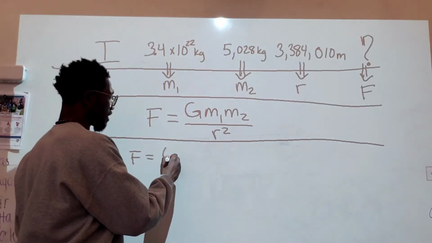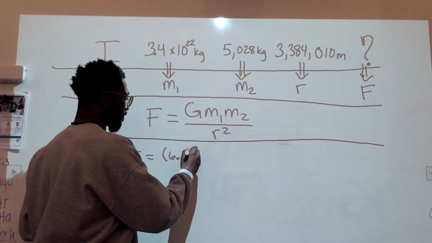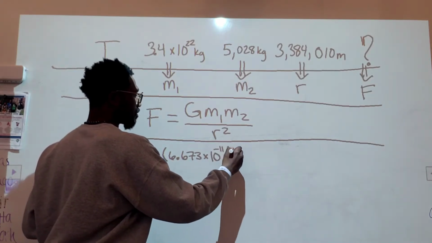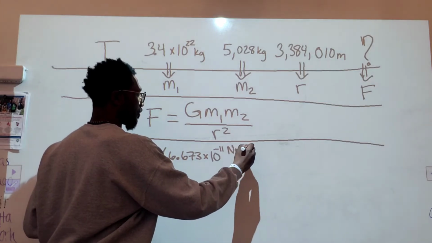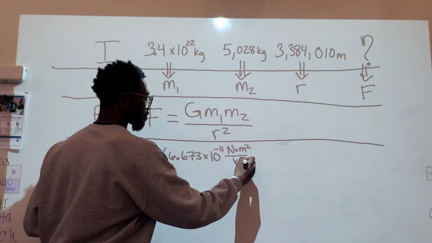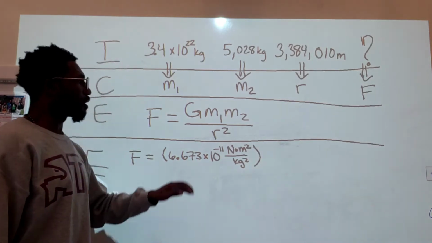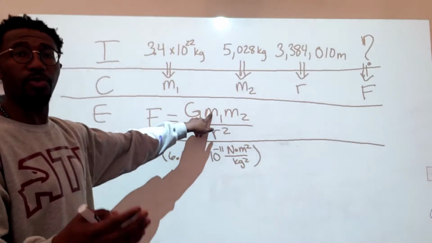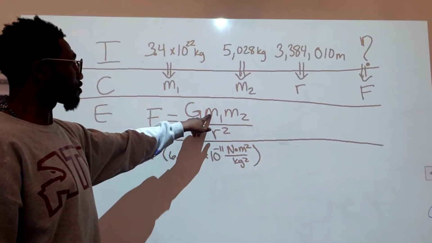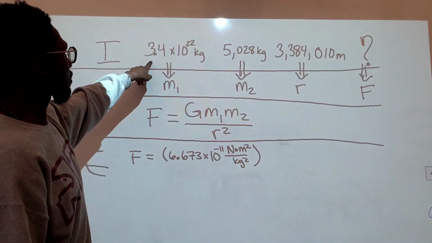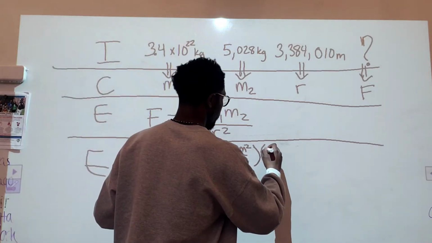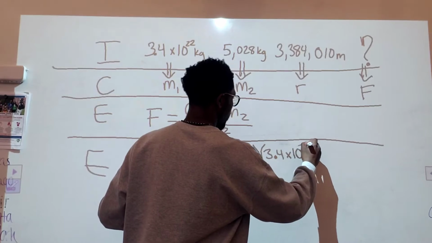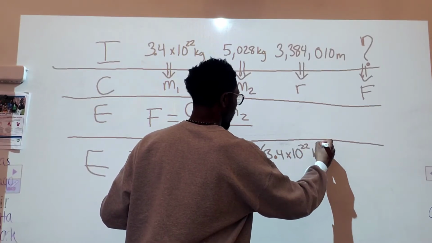It is 6.673 times 10 to the negative 11 newtons times meters squared over kilograms squared. Okay, so we know G. Now we look at our equation to figure out what we write next. Our equation says write m1. So the mass of object 1 is up here. That is 3.4 times 10 to the 22nd kilograms.